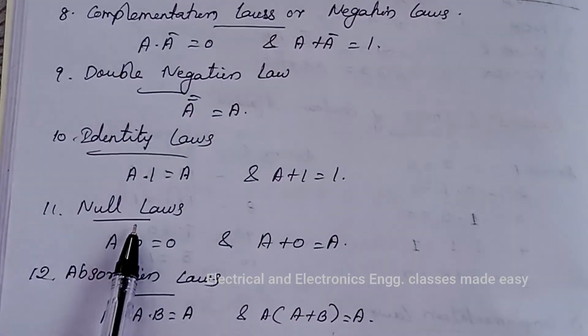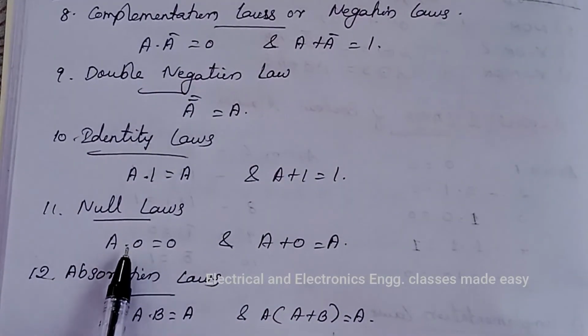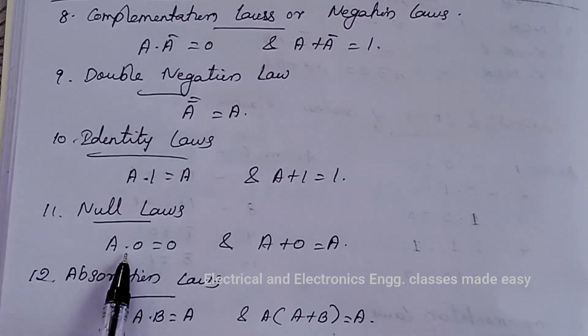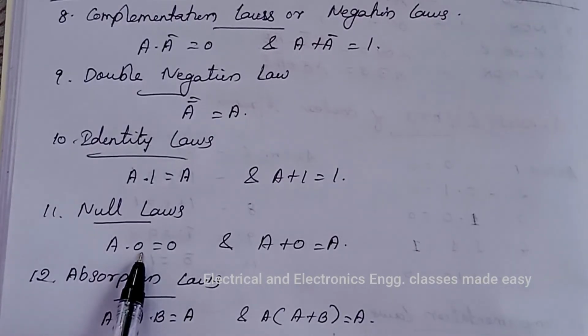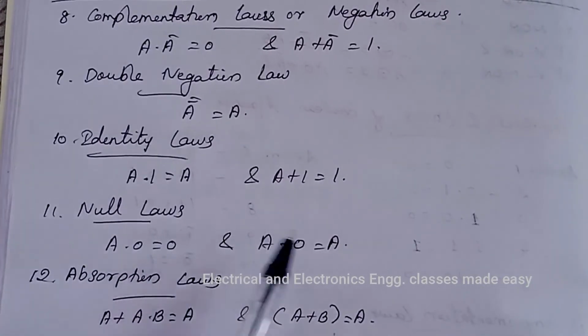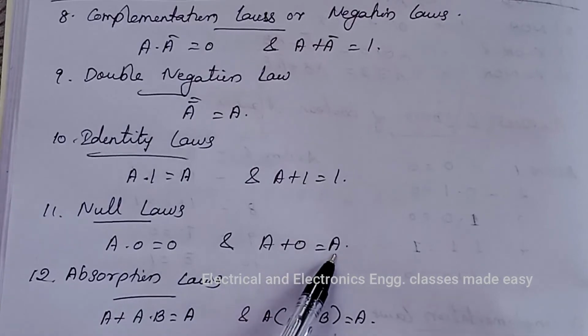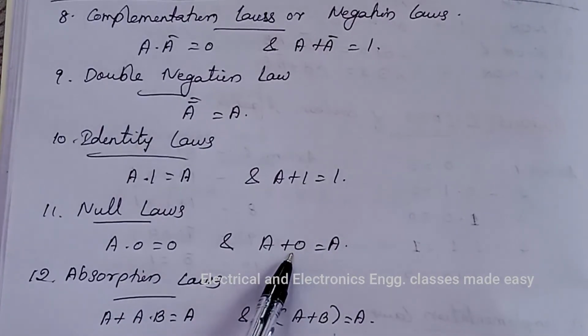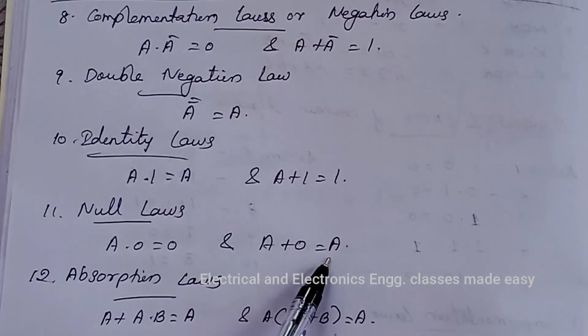Next is null laws. A dot 0 is equal to 0. That is a variable ANDed with 0 is always equal to 0. And A plus 0 is equal to A, means a variable ORed with 0 is equal to the variable itself.